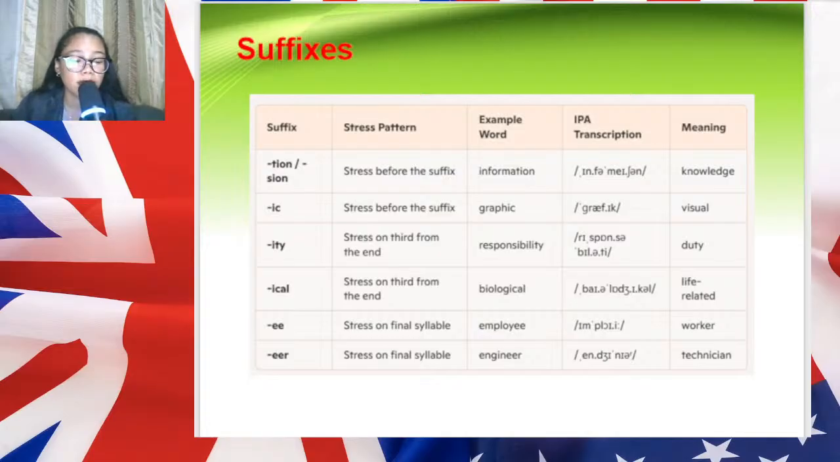The second syllable from the end is G, and then the third syllable is law. Again, lo. So we stress on lo. We say it as biological. Again, biological. So in biological, the stress falls on lo.